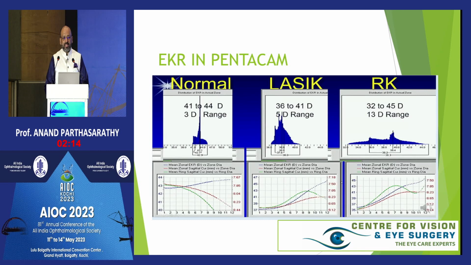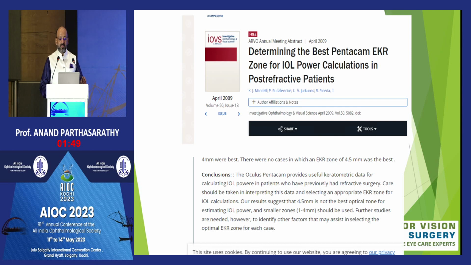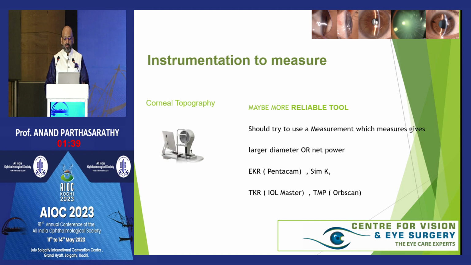Now there is something called the EKR in Pentacam, which measures the central keratometry across the range, which is normal, LASIK, and RK. So if you can see, the average over a 4 millimeter zone for a normal patient is between 41 to 44, which is actually quite good. But for a LASIK and an RK, the spread is actually huge, especially if you look at RK, it varies from sometimes 32 to about 45. So what is the zone that you need to take? Now, there have been some studies based on what would be the ideal zone, and usually a 4.5 may not be the exact. You may need to take slightly smaller zones as the point of reference. So I prefer to take between 3.5 to 4.